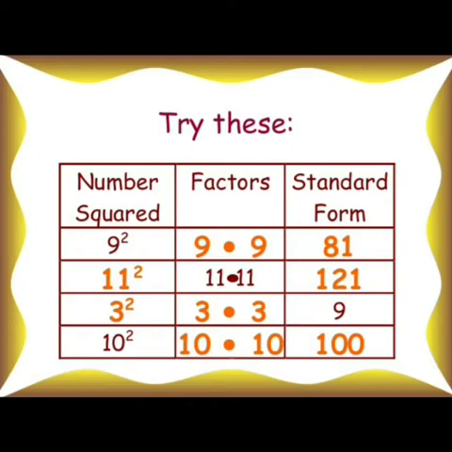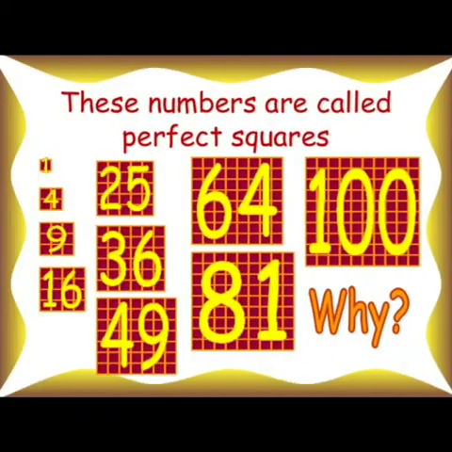10 square is 10 into 10 is 100. Okay, this is your example part. These are all the examples. Okay. The next one is, these numbers are called perfect squares. What are the numbers? Perfect square numbers.